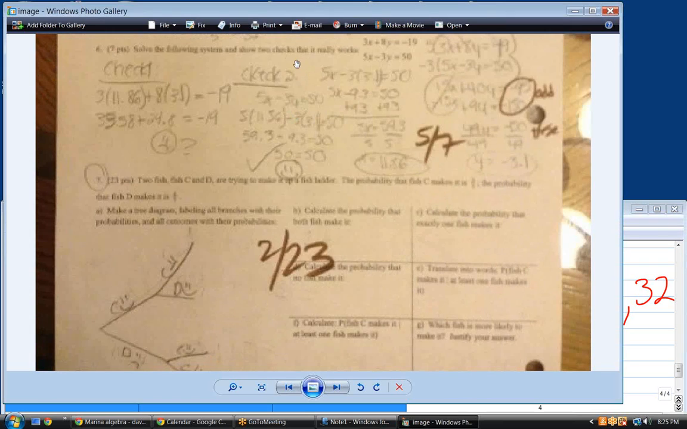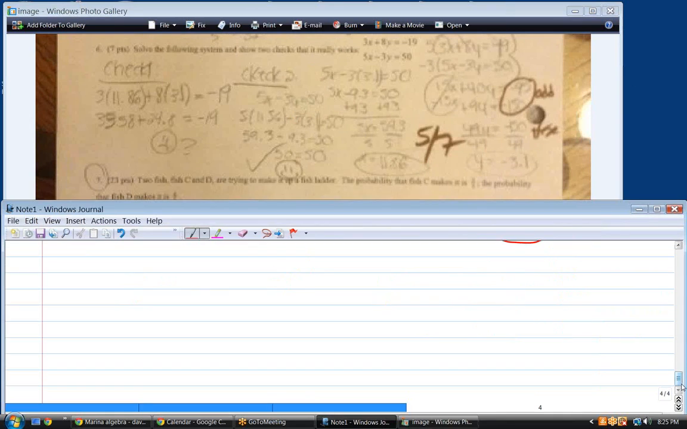Okay. Solve the following system and show checks that it really works. Did you get this right or wrong? What's the rest of that? Is it minus 8y or plus 8y? Looks like plus. Where? Number 6? Oh, 3x plus 8y equals negative 19, and then 5x minus 3y equals 50.